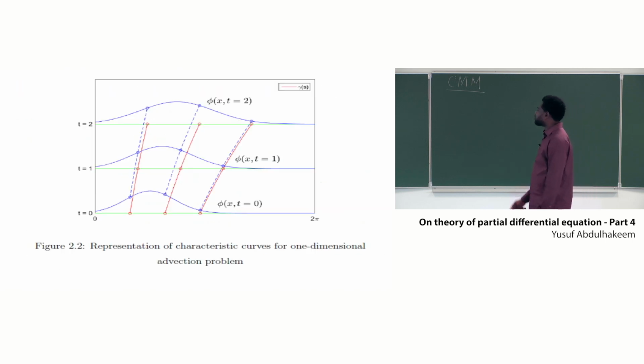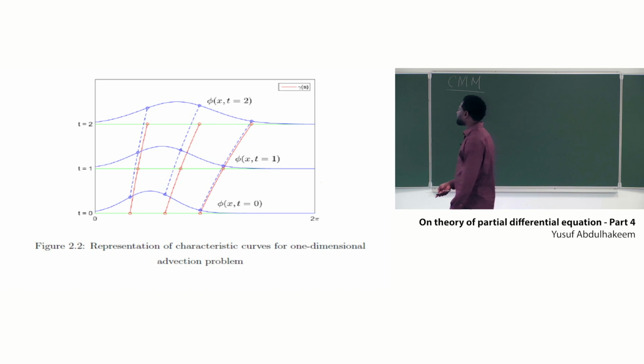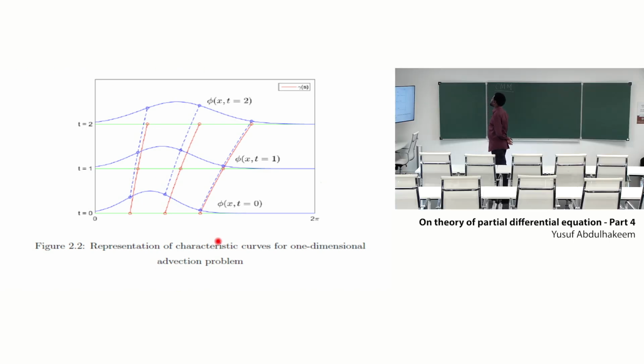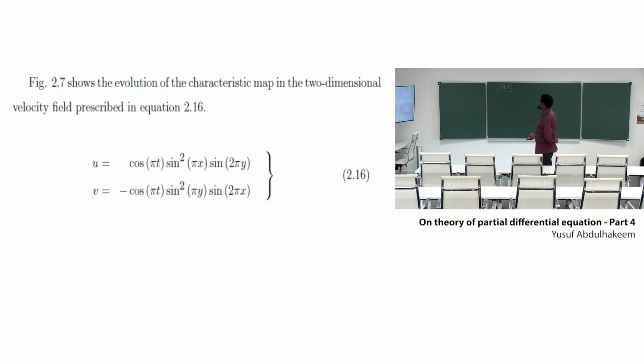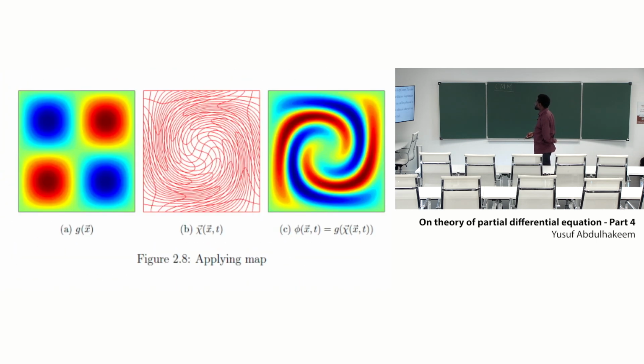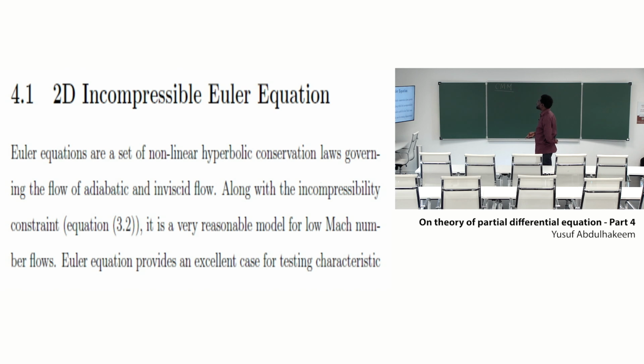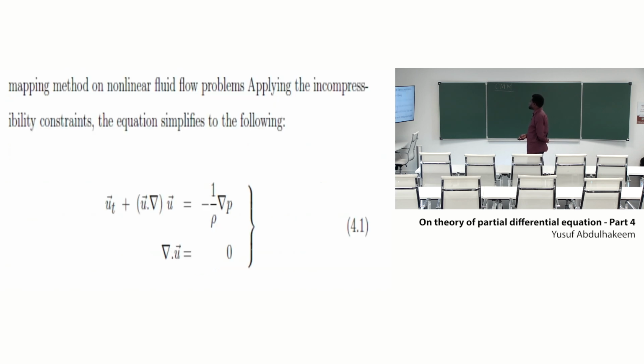So we move on that way. And then here we were able to show this representation of the characteristic curve. For this, we'll show this. And then later, we also talk about remapping. Then we talked about the incompressible Euler equation, which we presented here.